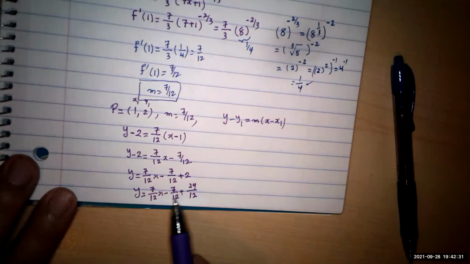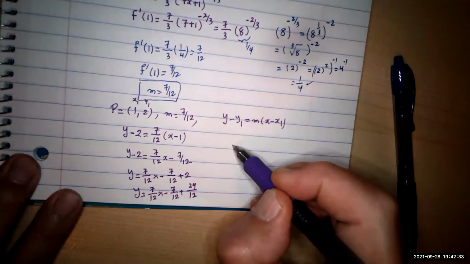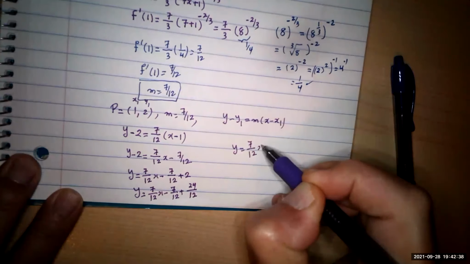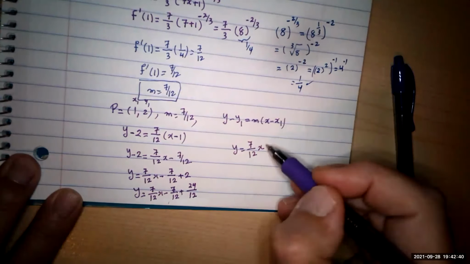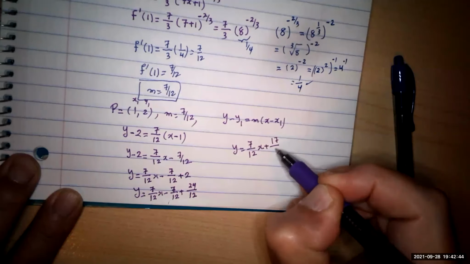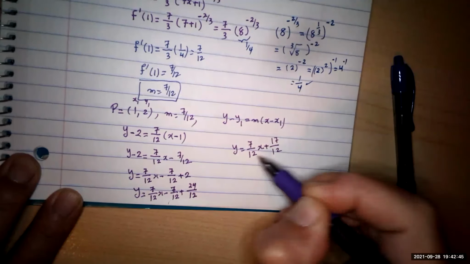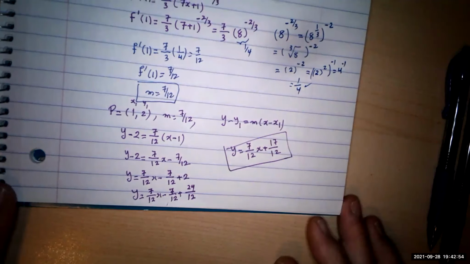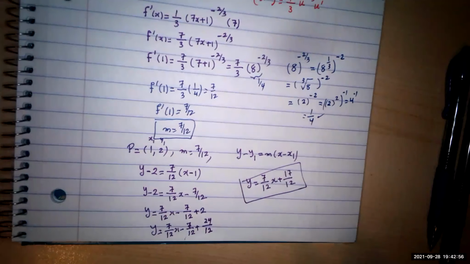Now we can combine negative 7 and 24. So y is equal to 7/12x, and if you subtract, that gives 17 over 12. So that would be the final answer. That is the problem of a tangent line when you're dealing with the chain rule formula. Any question?